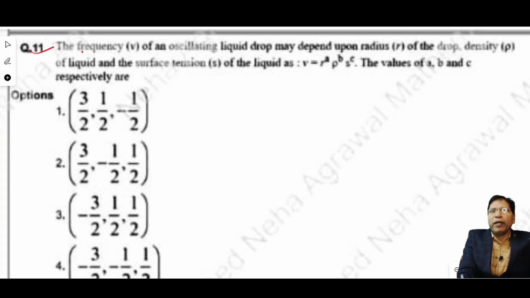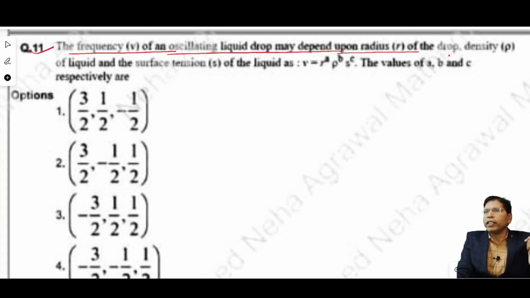Question number 11. The frequency nu of an oscillating liquid drop depends upon the radius R of the drop, density rho of the liquid, and surface tension S. Okay, here nu equals R to the power A, rho to the power B, and S to the power C. Find the value of A, B, C.